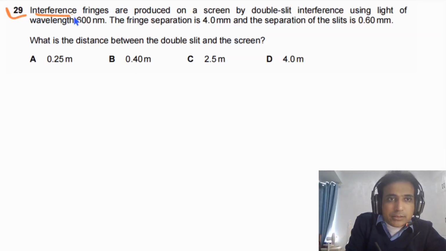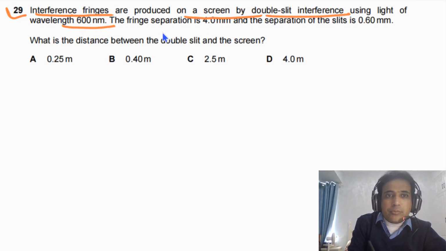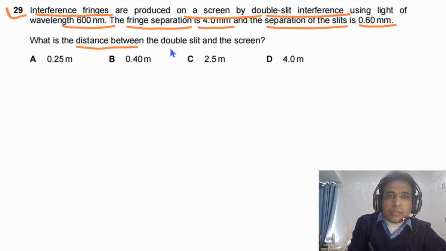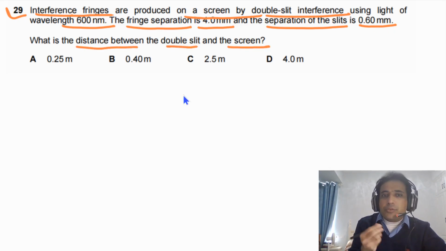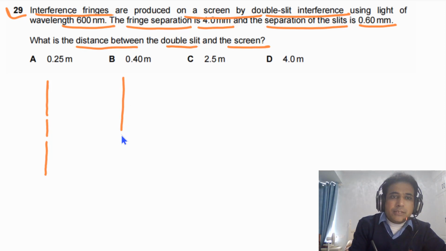Question 29 says, interference fringes are produced on a screen by double slit interference using light of wavelength 600 nanometers. The fringe separation is 4.0 millimeters and the separation of the slits is 0.60 millimeters. What is the distance between the double slit and the screen? Pretty straightforward question, so we can simply sketch here. This one is the double slit and this one is the screen.